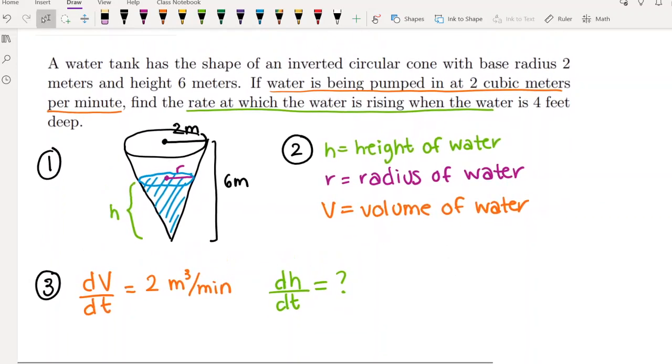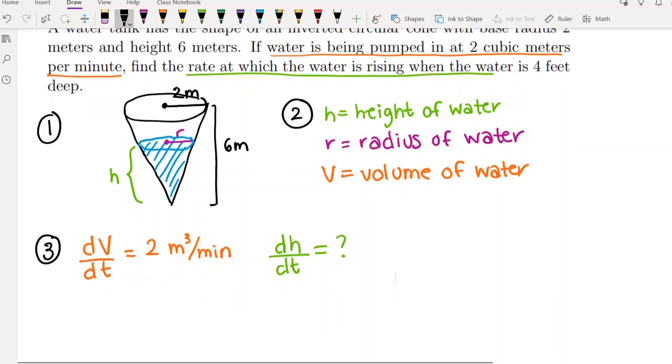Notice it doesn't tell us anything about the radius, or the rate of change of the radius. It doesn't ask us about the rate of change of the radius either. So there's no dr/dt in this picture. That's going to be a hint to help us a little bit later on.